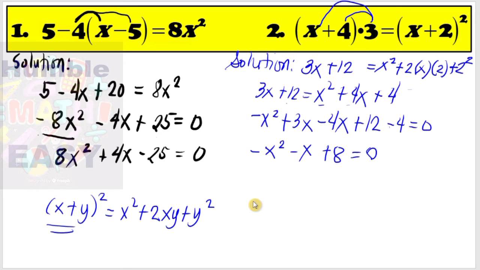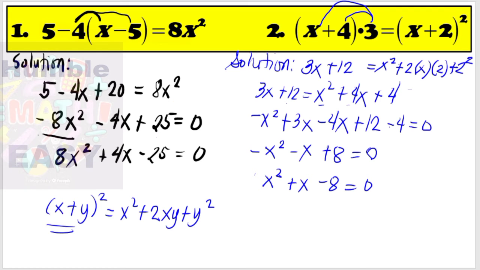So then again, the quadratic term is negative, so all we have to do is make it positive. So it became now x squared. The opposite of negative x squared is x squared. The opposite of negative x is positive x. The opposite of 8 is negative 8, which is equal to 0. So that is now the standard form, the quadratic equation of our given problem number 2.